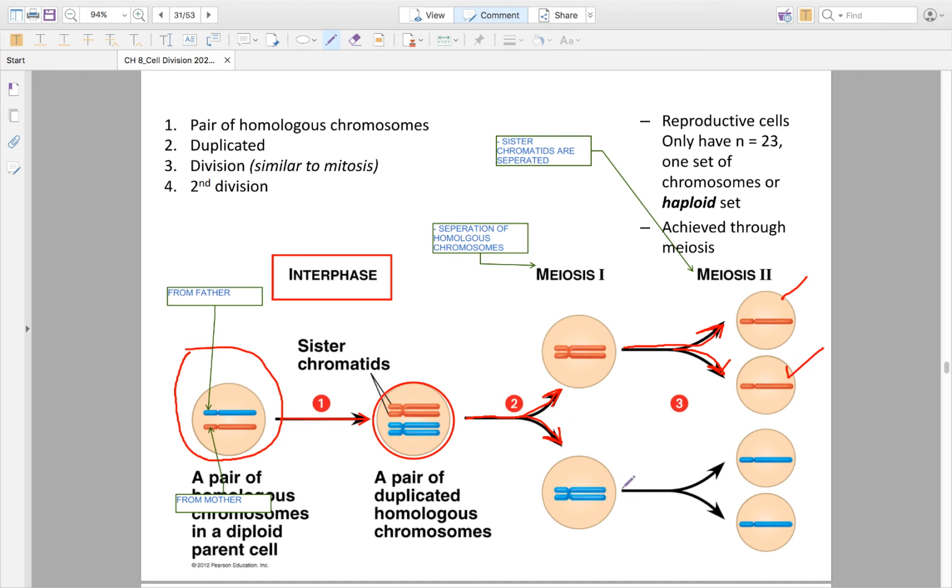This cell down here carrying the paternal chromosome, the sister chromatids will separate and get distributed into their own cells. So by the end of meiosis, we're going to end up with 4 cells. Now, if you remember from mitosis, how many cells do we end up with in mitosis? Mitosis, we end up with 2 genetically identical diploid cells. Here in meiosis, we end up with 4 genetically unique haploid cells. Now, this is the overview. Let's look at the details.